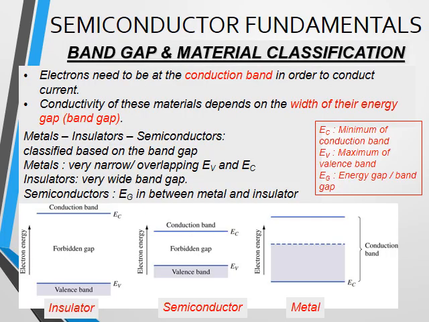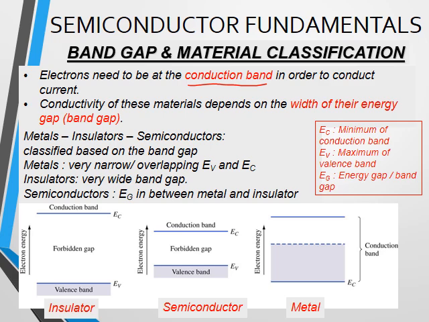For a material to conduct current, the electrons must be at the conduction band. Although there are a lot of electrons at the valence band, the electrons at the valence band are closely tied to the atoms. Thus, they are not freely moving. The electrons must be at the conduction band to move freely, thus are able to conduct current.